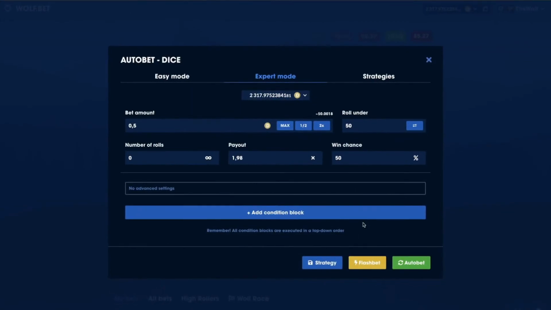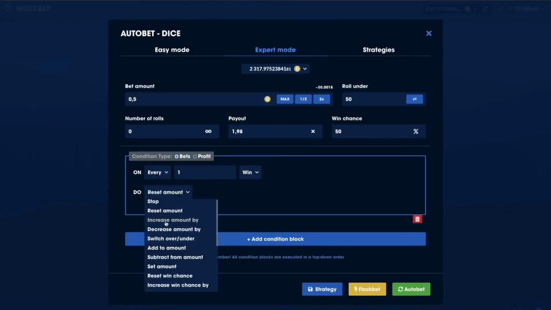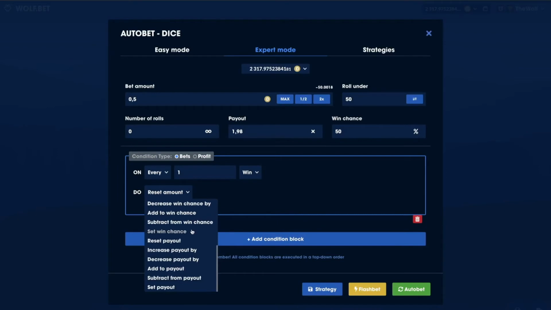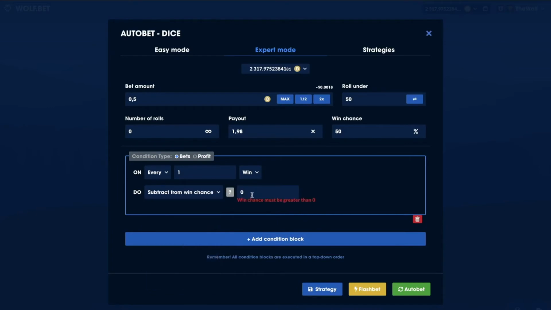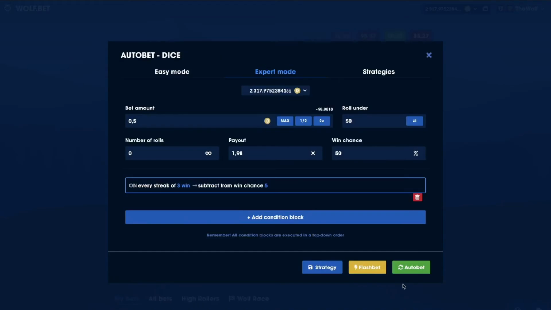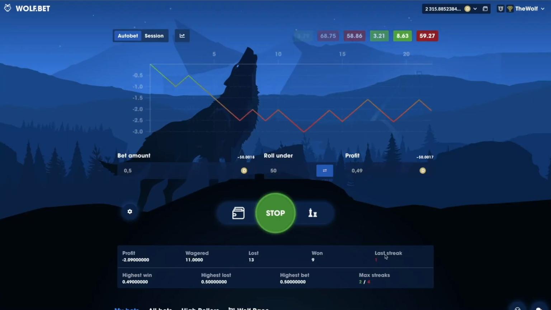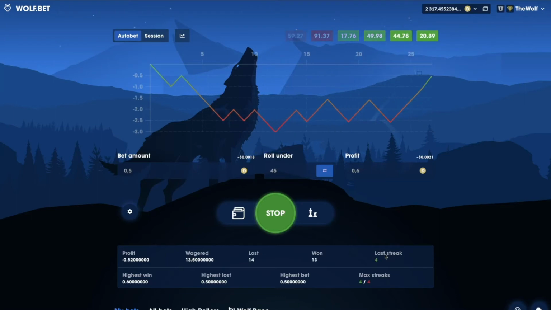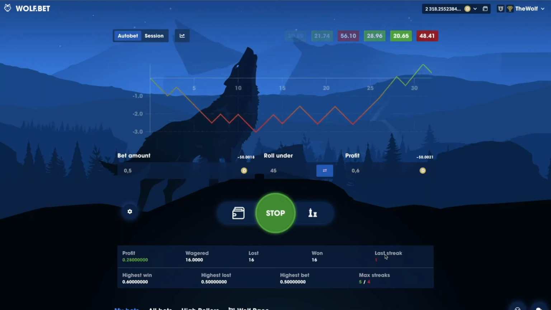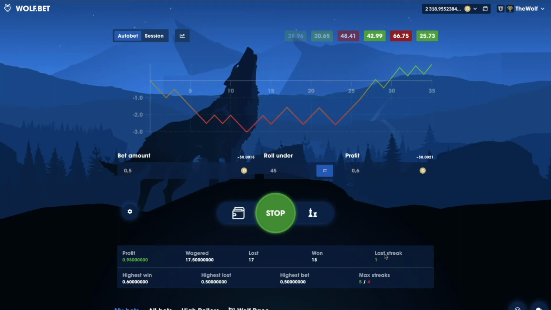This also works the other way around. By choosing Subtract from Win Chance, you're able to remove a percentage of your win chance at any given point. For example, I will reduce the win chance by 5% on every streak of 3 wins. And there you go, on every 3 consecutive wins, my win chance is being reduced by 5%.